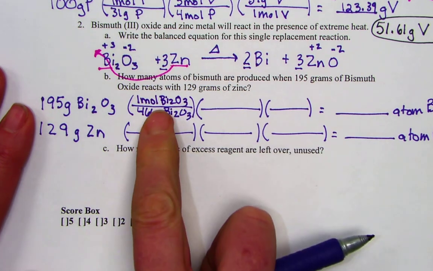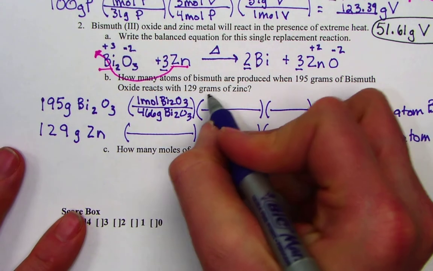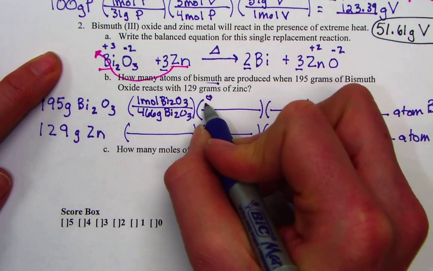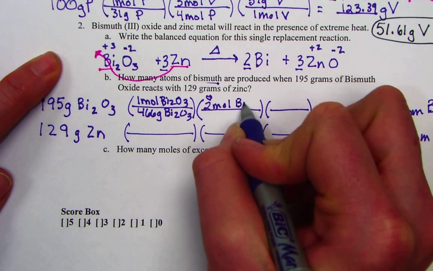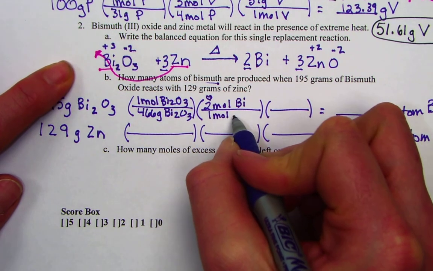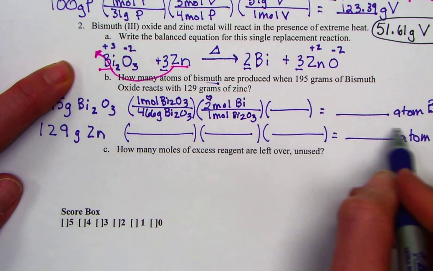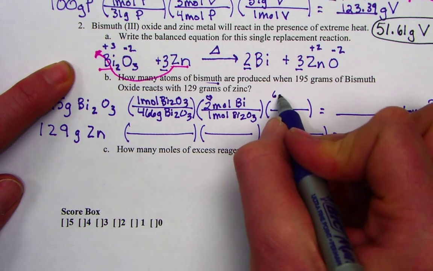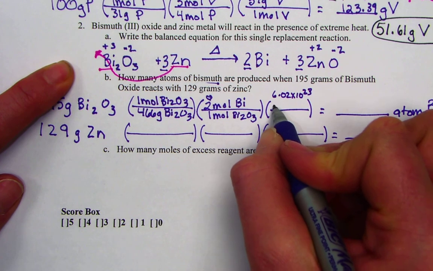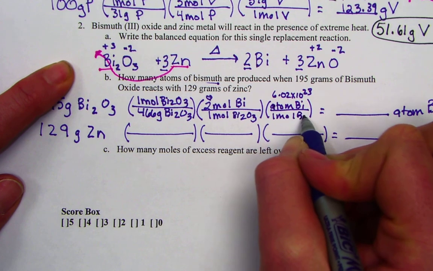My first conversion places 1 mole of the compound over its molar mass, 466. In the heart of our problem, we want over given. The target is bismuth. Its coefficient is a 2. 2 moles of Bi set over the coefficient in front of Bi2O3, which is a 1. A 2-to-1 stoichiometric ratio. We want the number of atoms. That's a counting unit. We use Avogadro. We know there's 6.02 times 10 to the 23rd atoms of bismuth in every 1 mole of bismuth.